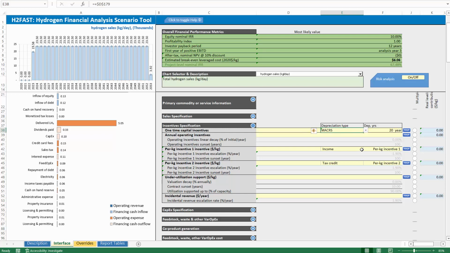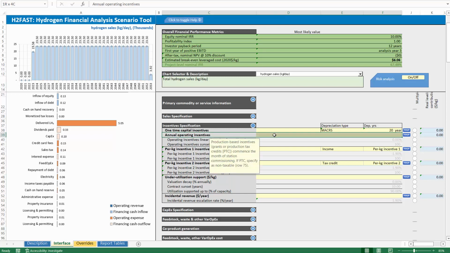In case the contribution has a different depreciation schedule from an incentive, you can change that depreciation to be reflective of how that value is going to be depreciated over time. Annual operating incentive, this is treated as an income, or it can also be treated as non-taxable. In the financial section, I'll show you there is a way of switching that, either having a tax implication or not having a tax implication.